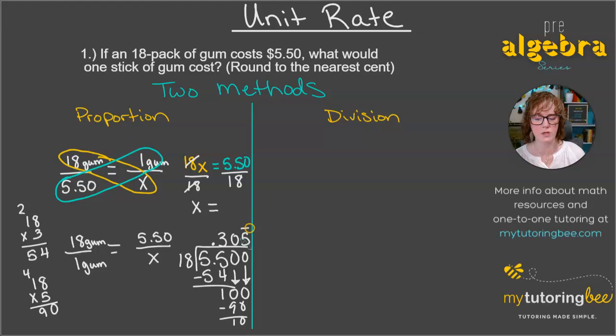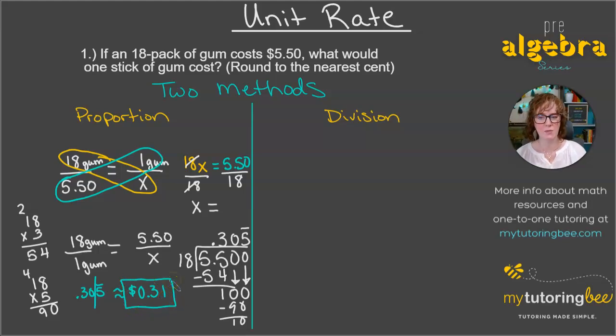So this 5 is going to repeat. Since we are talking about the cost of something, we want to round to the nearest cent. That 0.305 repeating, we're going to round to the nearest cent. So this is going to cost about 31 cents for that one piece of gum.